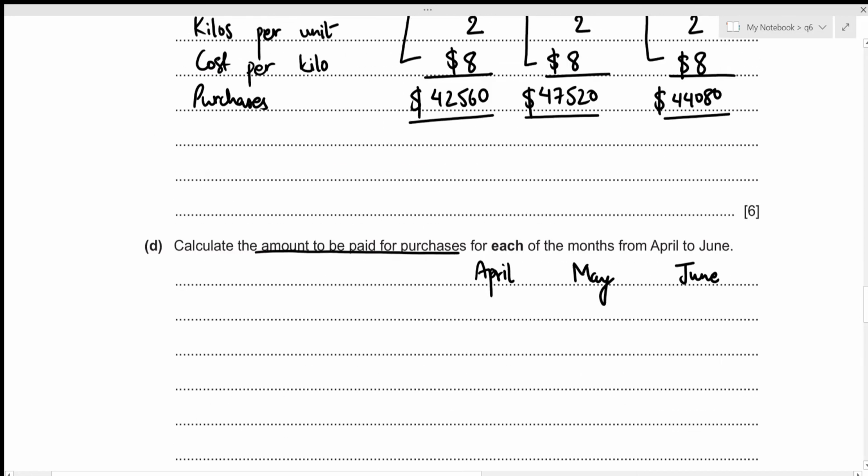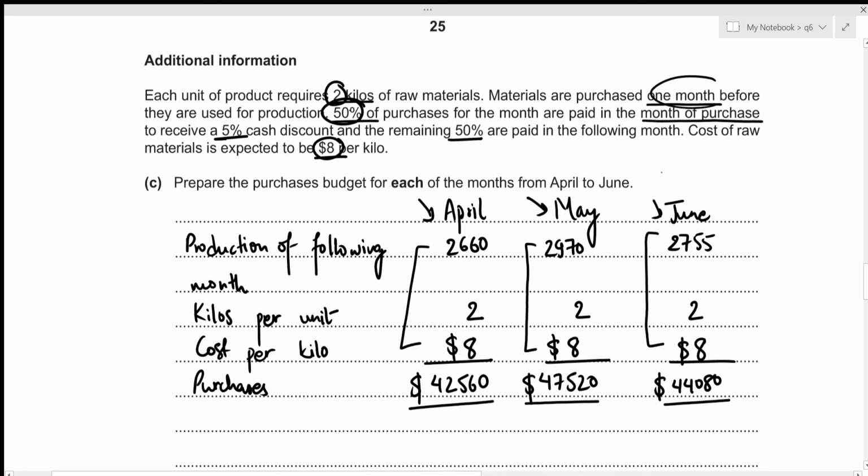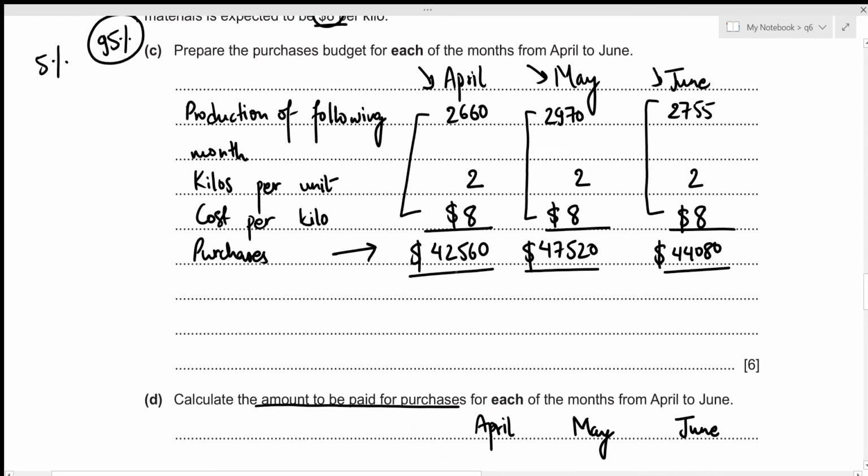Okay, let's have a look at the above information. We were told that 50% of purchases for the month are paid in the month of purchase. So we need to include the value of 50% of these purchases for the months of April, May, and June. But we are also told that we will receive a 5% cash discount. So if we receive a 5% cash discount, that means that we only need to pay for 95% of those materials, right? So let's figure out 50% of these values and 95% of the subsequent values.